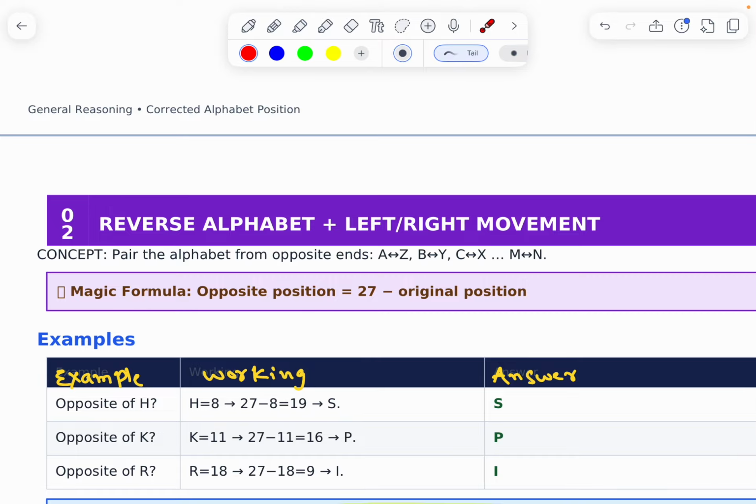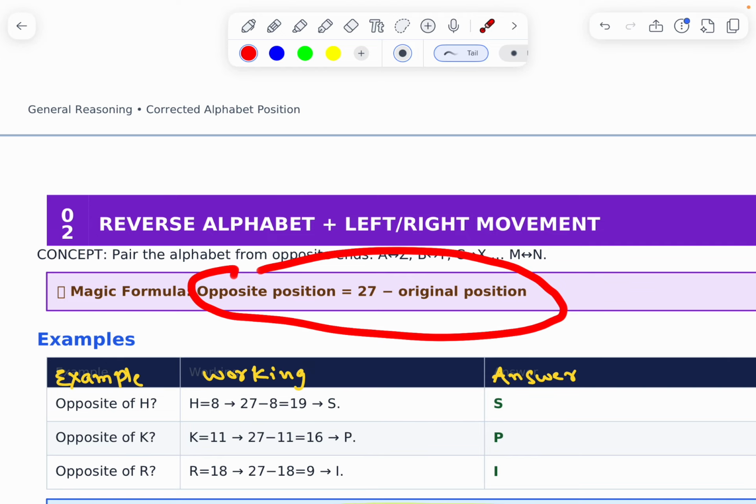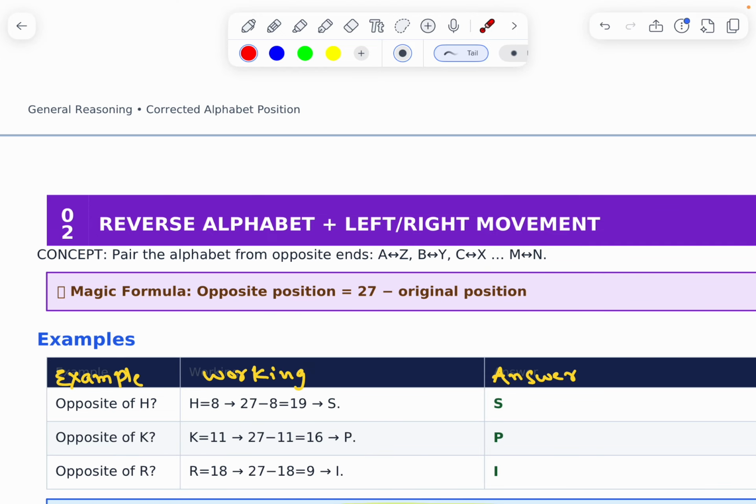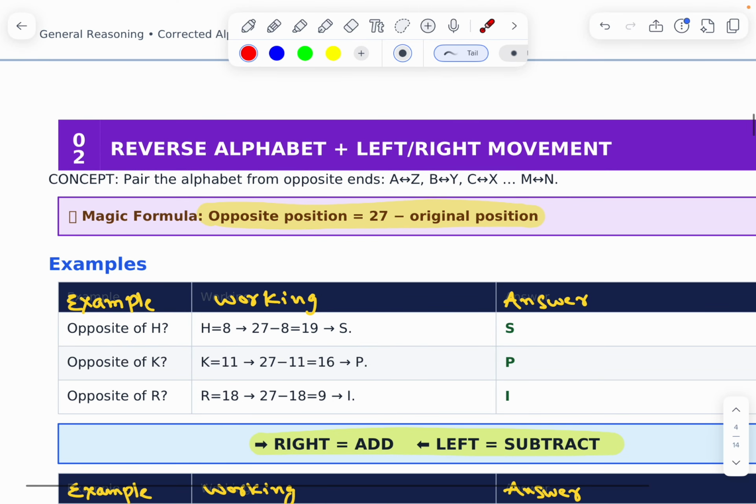And one important formula. In any question, if they are asking the opposite position, the formula is 27 minus original position. It's a very, very important formula. In the question, what is the opposite of H? First of all, we want to know the value of H. H is equal to 8. Therefore, 27 minus 8, 19 is the answer.